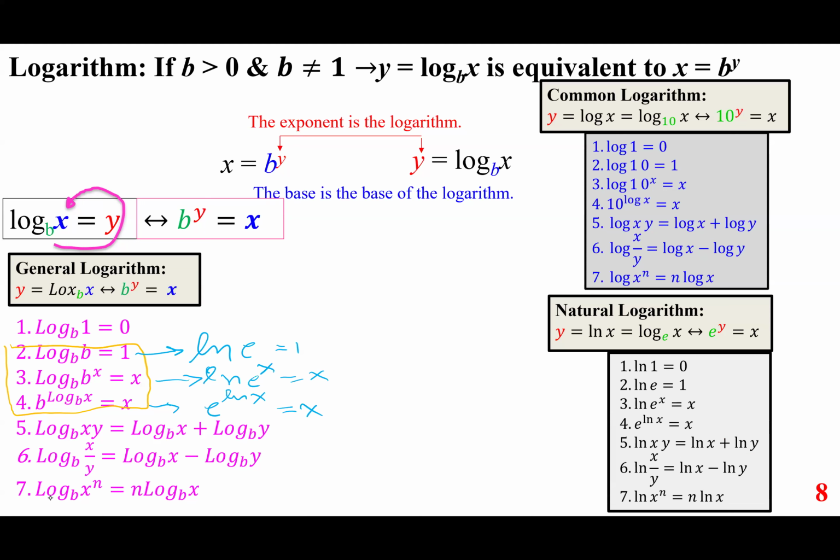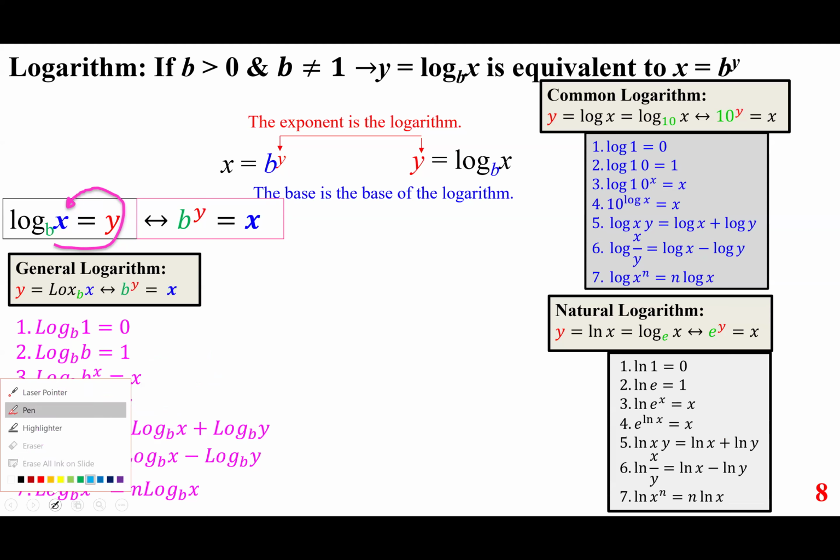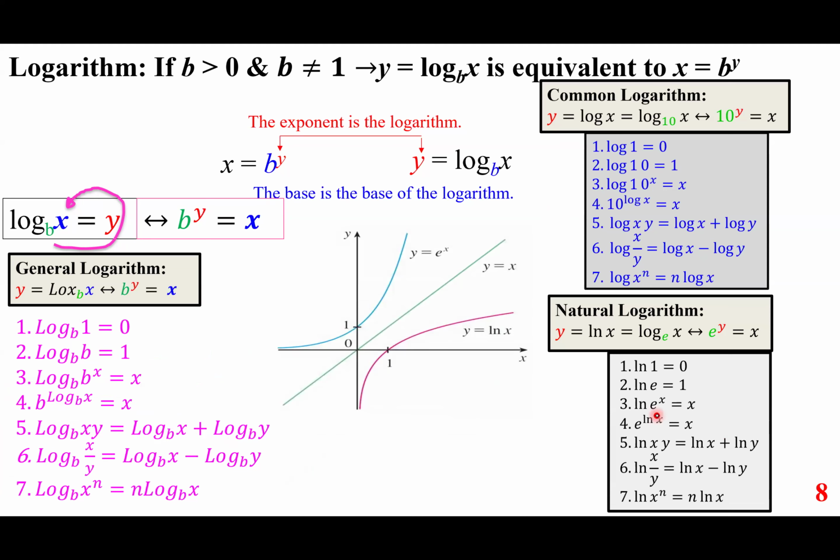Again, the point is, if you understand this general, you can go to a common log or a natural log. Because exponential and logarithmic functions are inverse functions, for example, y equals e to the power of x and y equals ln x are inverse, they must be symmetric with respect to the line y equals x.